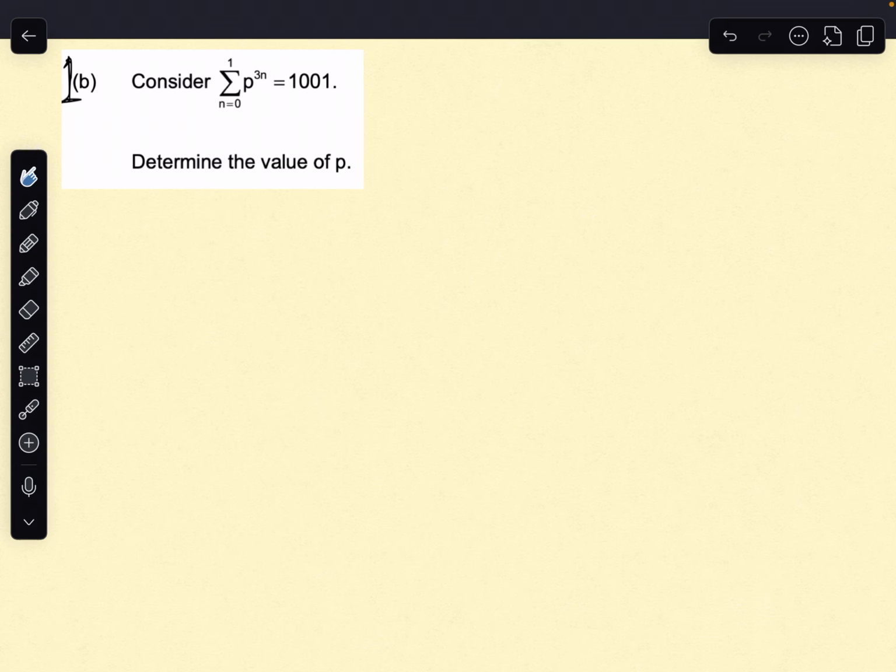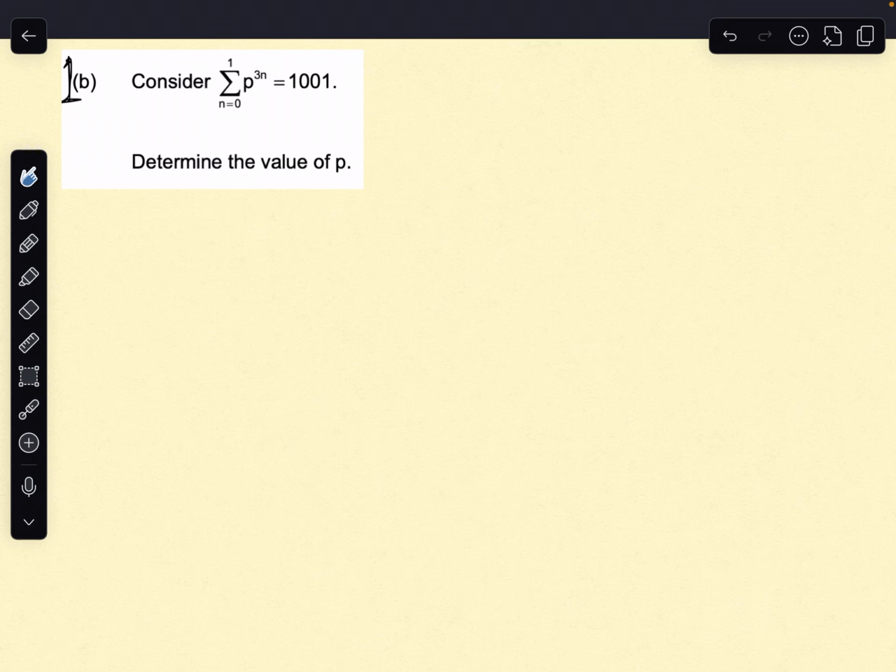Anyway, so question 1b, consider the following sum. We have a sigma sum where we're starting at n equals 0, stopping at n equals 1, and the expression that we're summing is p to the power of 3n, and we're told that the value of that sum is 1001, and then based on that determine the value of p.